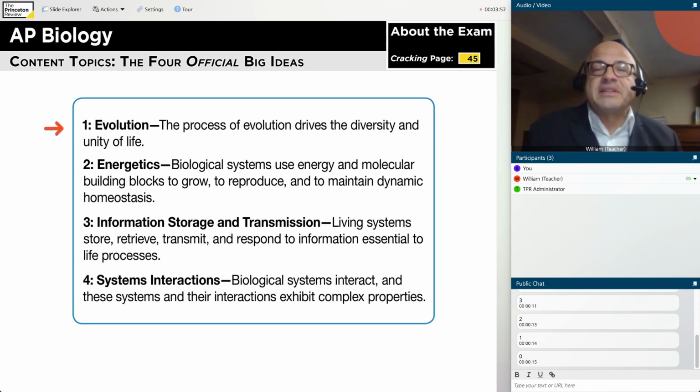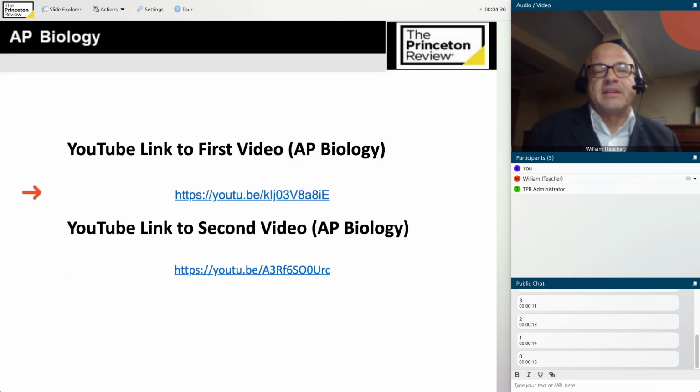And again, you find this information in the College Board guide about evolution. This is sort of downplayed now on this one, even though it's still there. It doesn't mean that it's not one of the ideas, but they haven't modified that. Then there's energetics, storage information, and systems. Again, the big idea about how biological systems work with energy, how they store information and retrieve it and transmit it, and basically how they interact with each other. And that's pretty much the bulk of what you'll see in terms of big ideas.